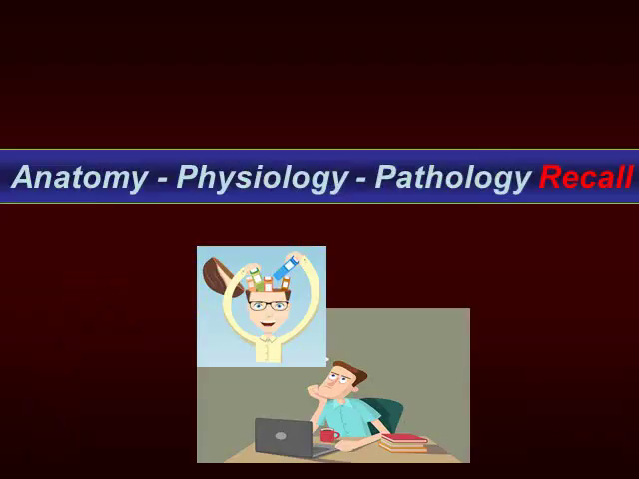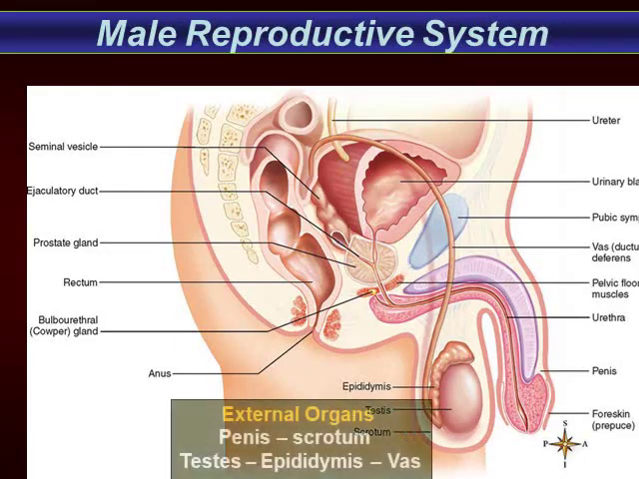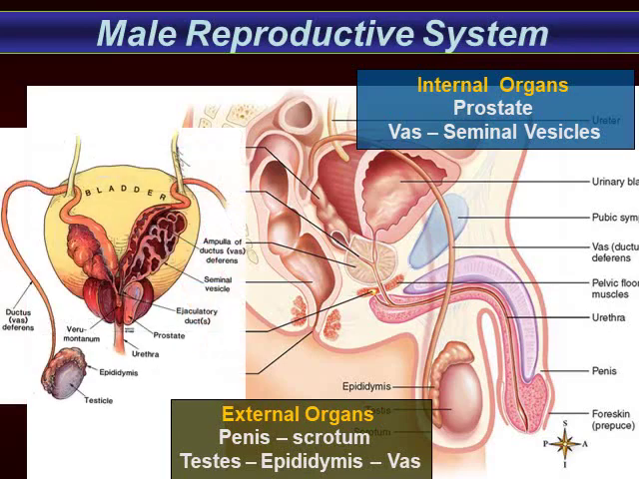At the beginning, we have to recall some points from the anatomy, physiology and pathology from the previous courses and previous years. The male reproductive system consists of external organs, which are the penis, scrotum containing the testis, epididymis, and vas deferens, plus internal organs, which include the prostate and the seminal vesicles. They are located in the deep pelvis behind the urinary bladder and in front of the rectum. Of course, the internal and external organs are connected with each other by the vas deferens.